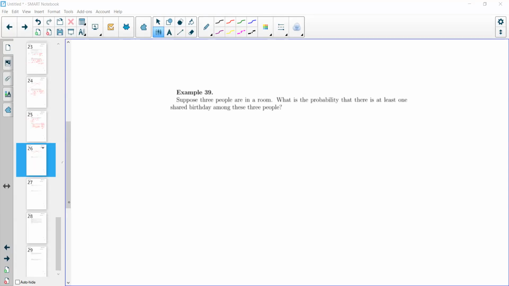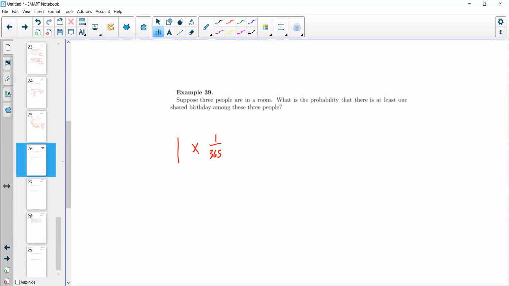So here's how we would approach this. Looking at the first person, what is the probability that their birthday will be the same as their birthday? 1. Probability your birthday is 1. Unless you can change your birthday. Now, what's the probability the second person has the same birthday as the first person? 1 in 365. We don't do leap years here.